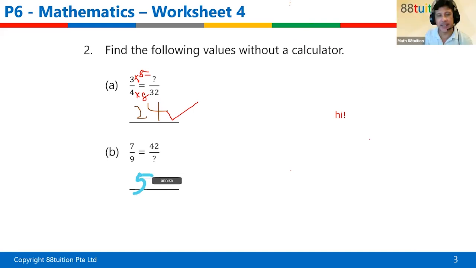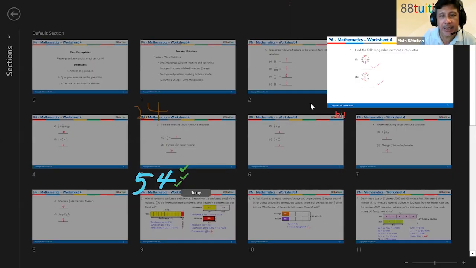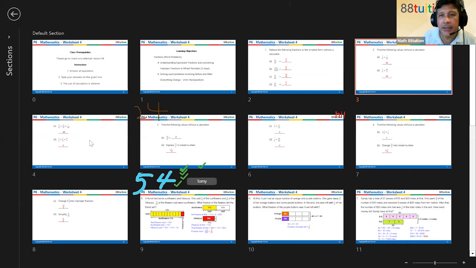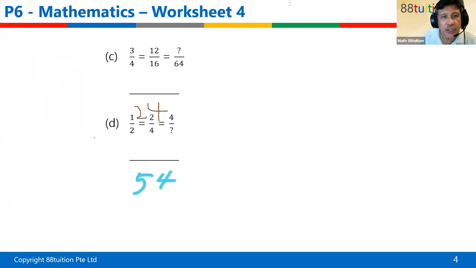Okay, so Anika is writing. That's correct as well. Good job. Okay, so actually what we're doing is we are multiplying by 6, right? So 7 times 6 is 42, 9 times 6 is 54. Okay, well done. All right, so beginning is quite okay. Let's move on to our next page. Okay, so now we have our next page.